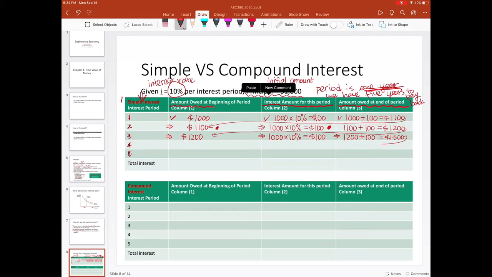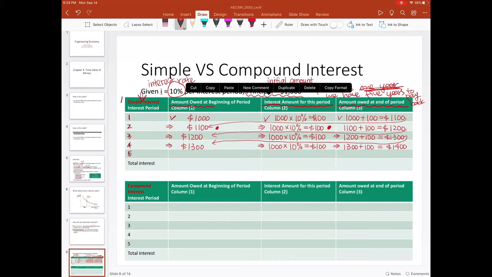Okay, so we're going to repeat this. We put this $1,300 as the amount you owe at the beginning of the fourth year. And in the fourth year, the interest you need to pay is still the principal, 1,000, times the 10% interest rate. So it's 100. And at the end of the fourth year, you owe them $1,300 plus that interest, which is $1,400.